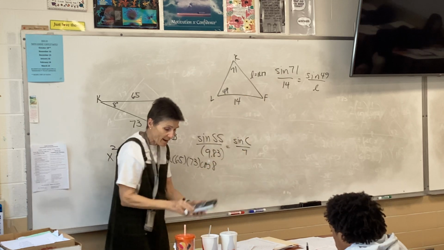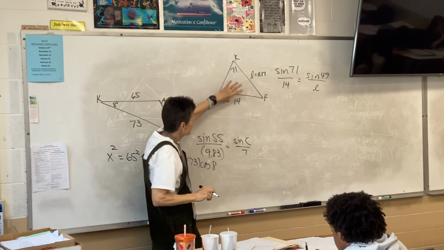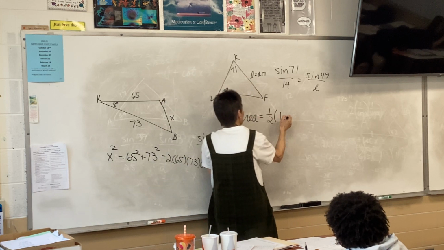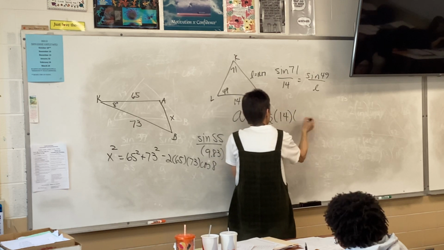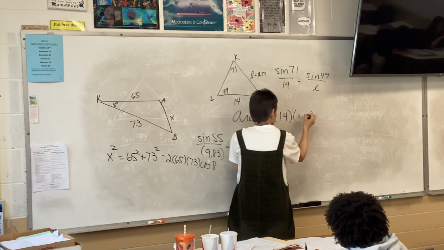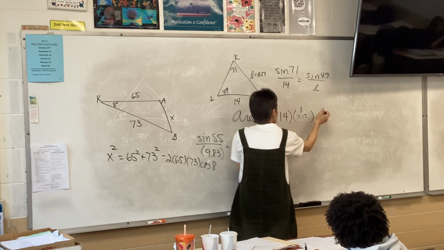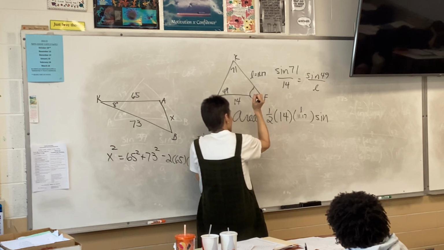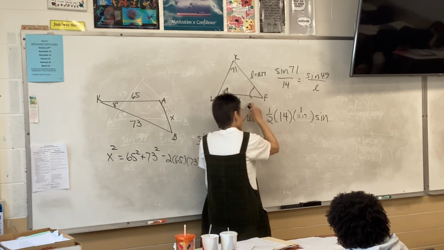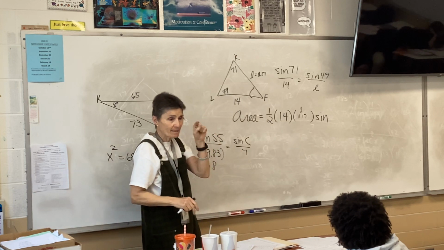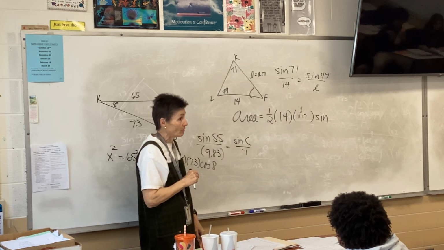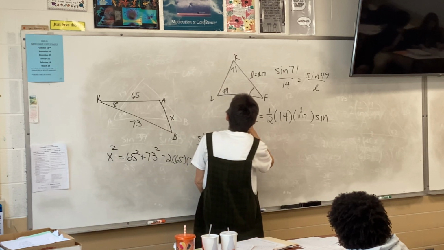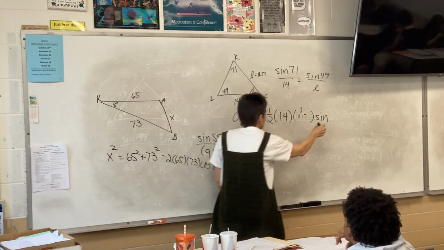Now, I have 2 sides in this triangle. So my area will be 1/2 times 14 times L on my calculator, times the sine of the angle in between them. So I need angle F. 1/2 side side sine of the included angle. So how big is that going to be? Is that 60? That's going to be sine 60.